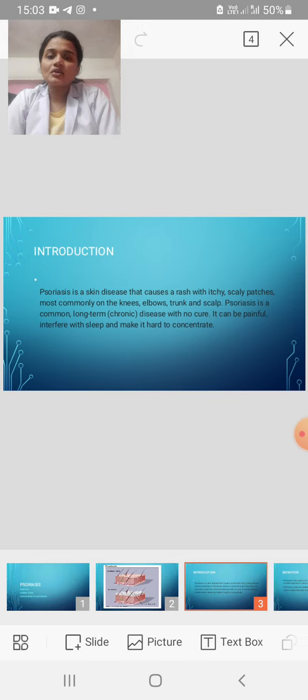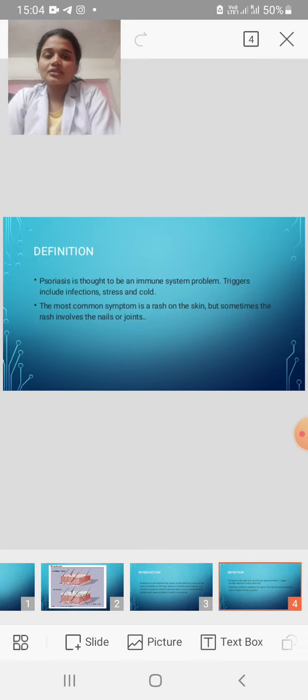What is psoriasis? Psoriasis is a skin disease that causes rashes, itching, and scaly patches. Most commonly it is seen on the knees, elbows, and trunk. And now the second definition of psoriasis.